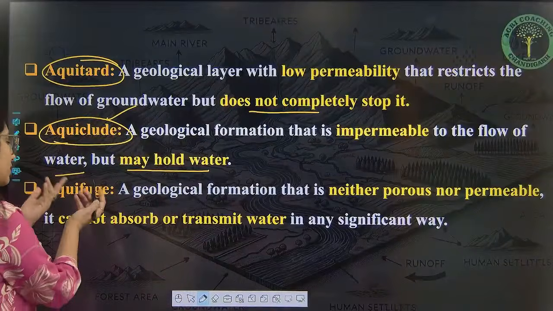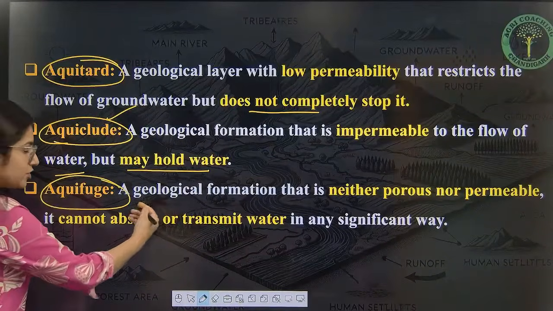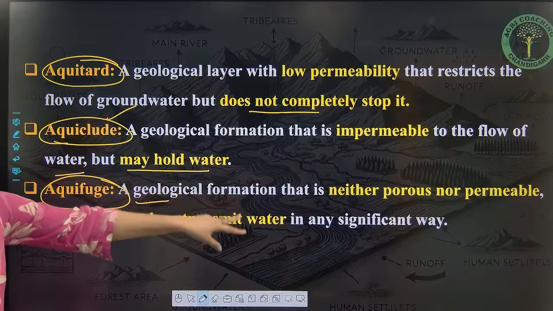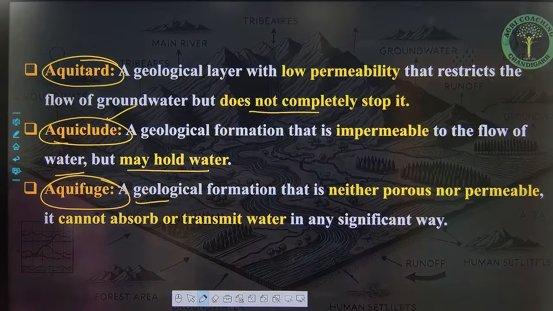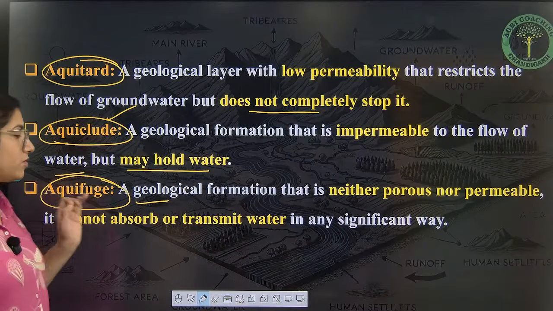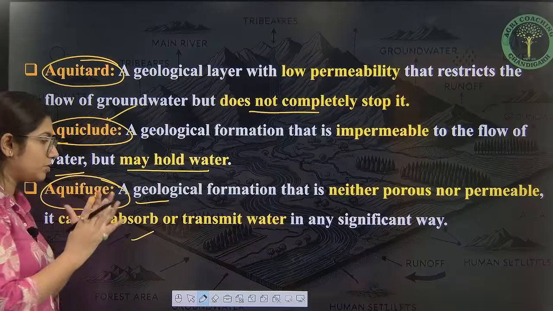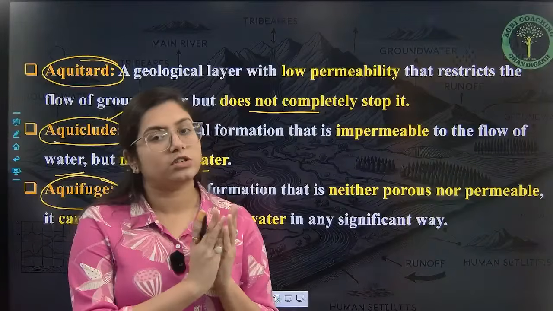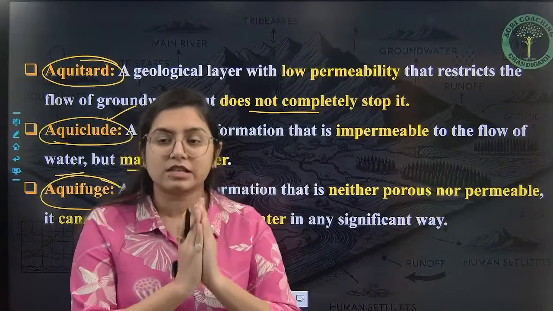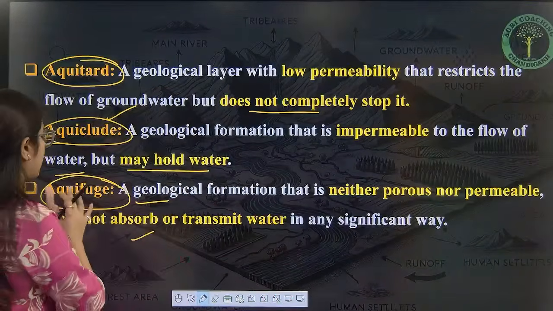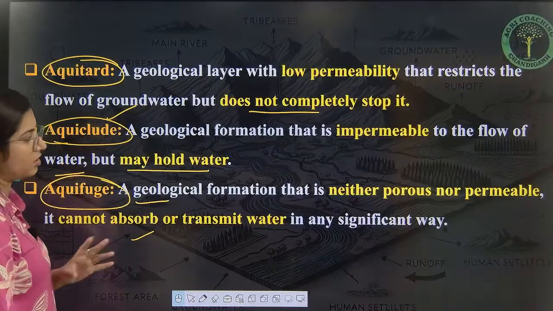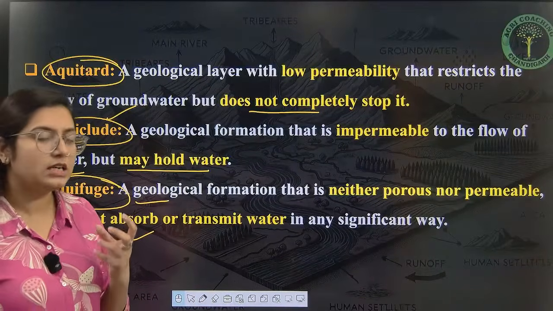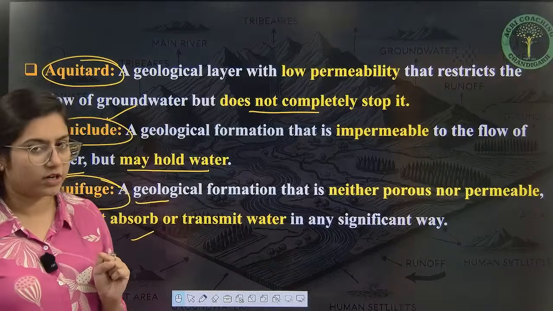And then the third, the worst of all, is the Aquifuge, a geological formation that is neither porous nor permeable. It cannot absorb or transmit water. It will neither absorb the water, nor hold the water, nor allow the transmission of the water. Such kind of layer is known as the Aquifuge. So these were the three kinds of impermeable layers that are common in the aquifer.